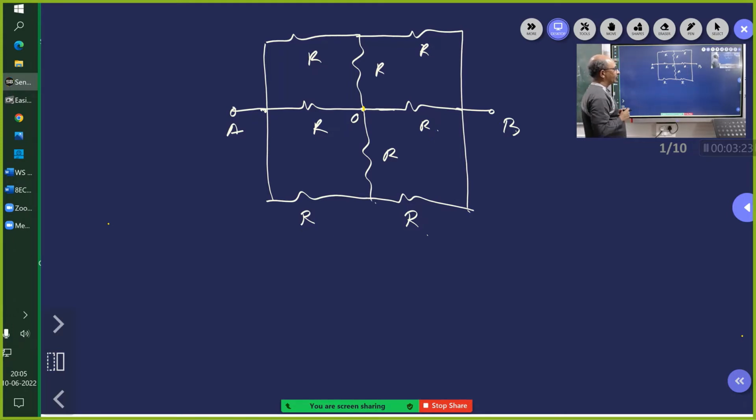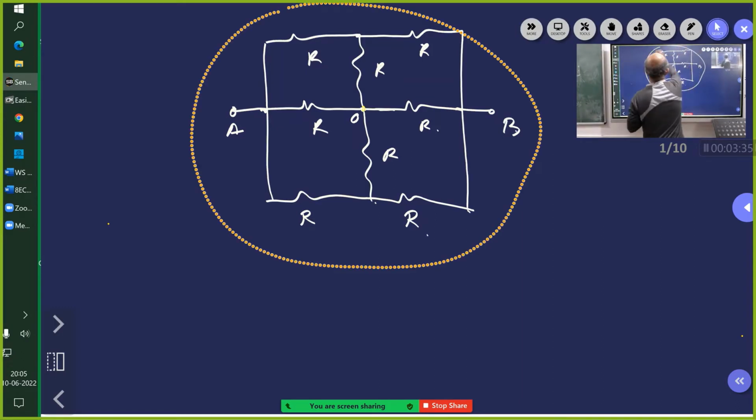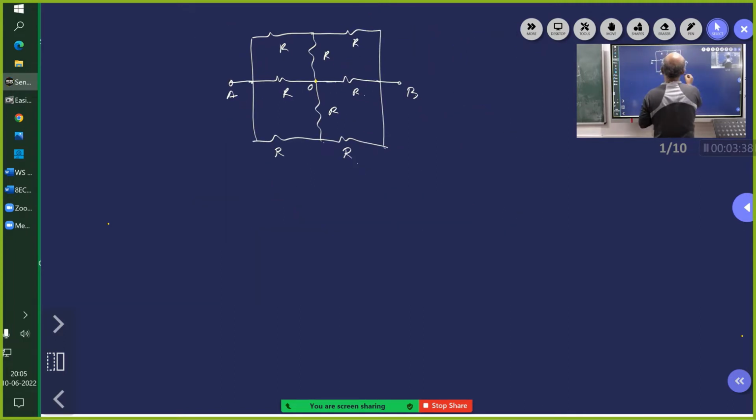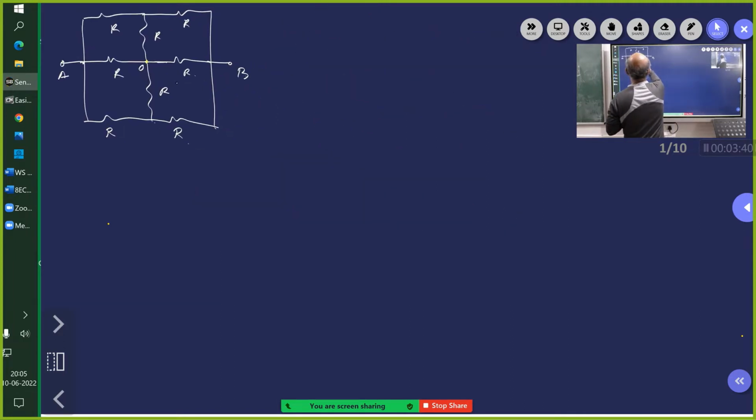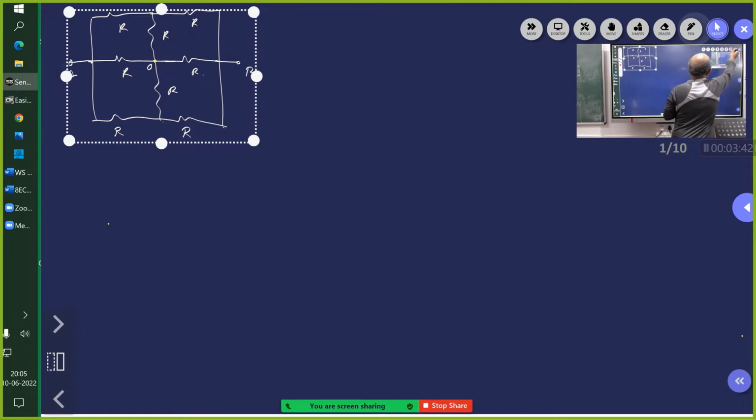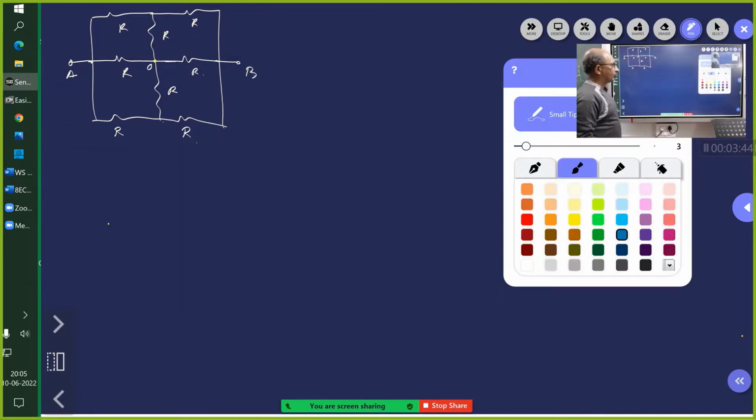Sir, with 2R and R, we can separate the node. You tell me, I will draw the separated node. You go on telling, I go on drawing. Come on. Sir, yes. A.